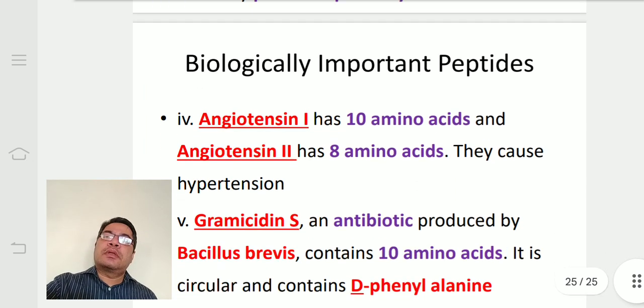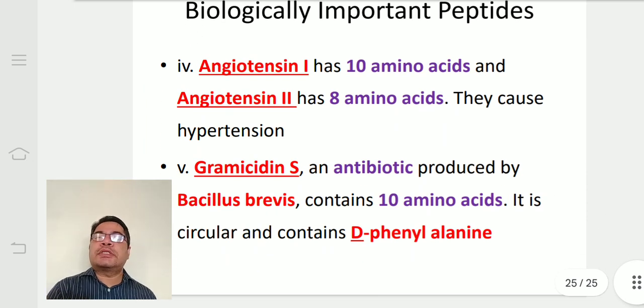Fourth is angiotensin 1 which has 10 amino acids and angiotensin 2 which has 8 amino acids. They cause hypertension. Fifth one is tyrocidin, an antibiotic produced by Bacillus brevis, which contains 10 amino acids. It is circular and contains D-phenylalanine.